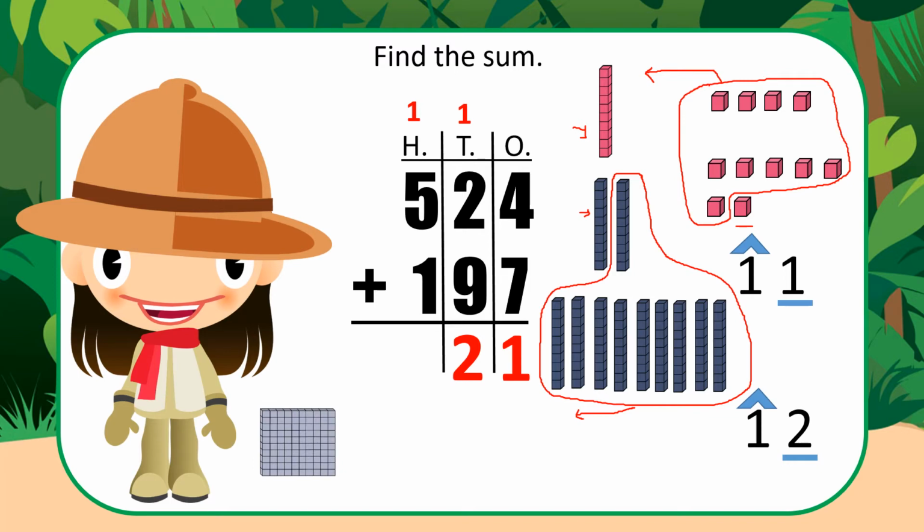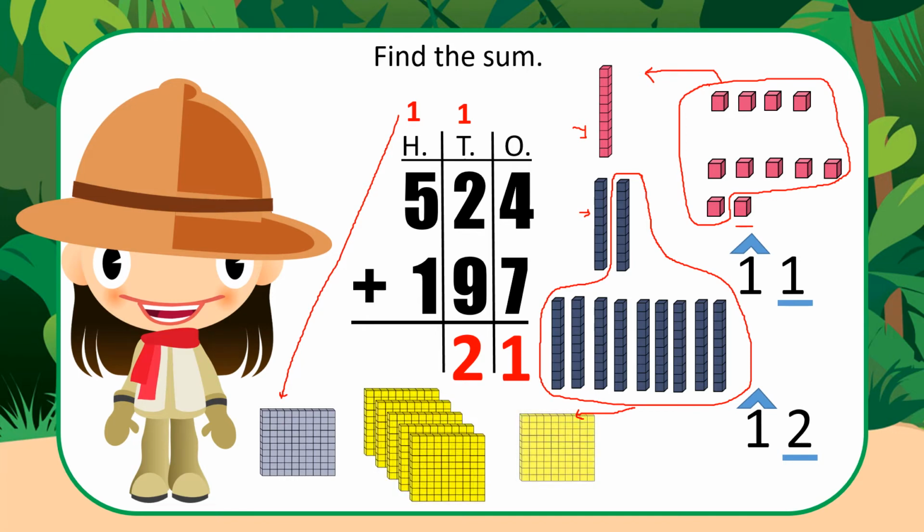Now let me show you how it looks in the hundreds column. We have the 100 that we gave over from the tens. And then we have our 500s and then one more 100. How much hundreds is that in total? You've got it, 7. So the sum of 524 and 197 is 721.